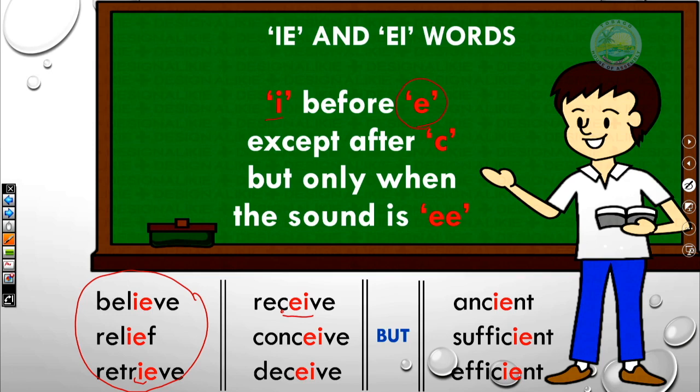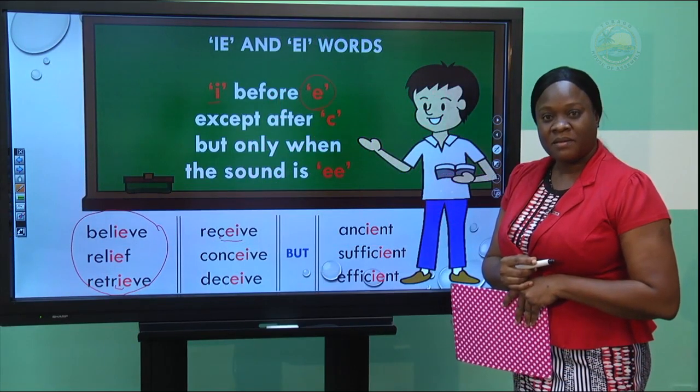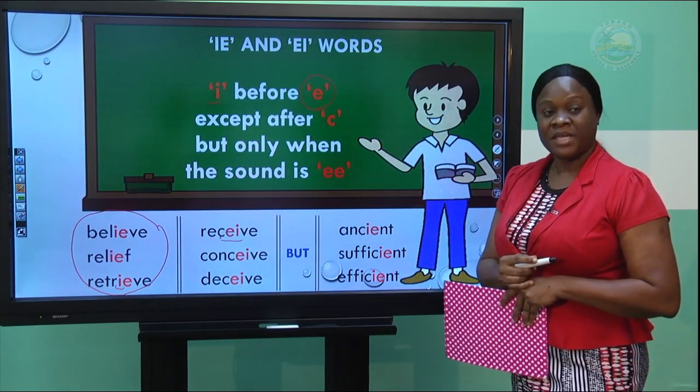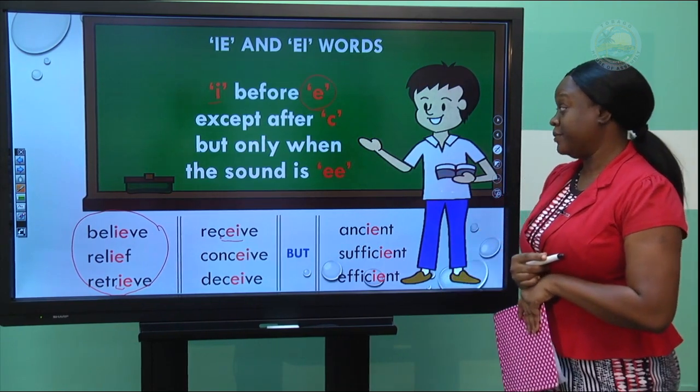But there are some other words. For example, we have the word ancient and sufficient and efficient. I'm going to say those words again, and you are going to tell me if you are hearing that E sound in these words. Ancient. Is there an E sound there? No, there is no E sound.